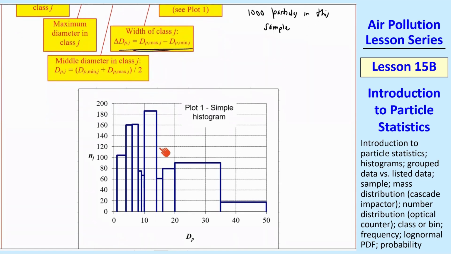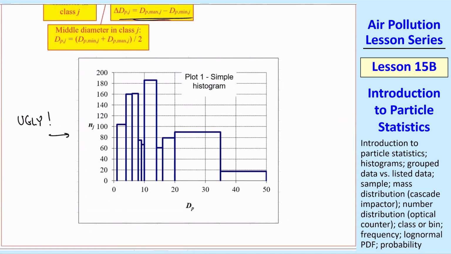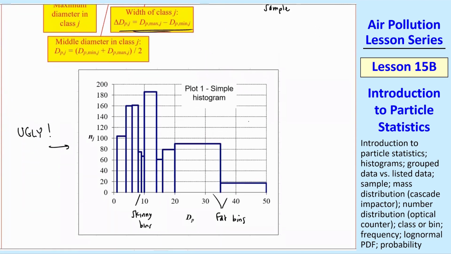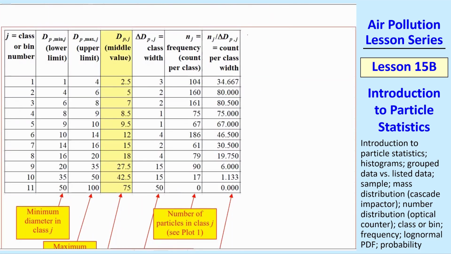If we plot a simple histogram of each of these bins, we get something very ugly. It's really hard to interpret what's going on here. We have some very skinny bins and we have some very fat bins. And so you expect the number of particles in a skinny bin to be small compared to the number of particles in a fat bin. But it's sort of arbitrary how we choose these bins and the ranges of these particles. This plot would change dramatically if we chose different bin ranges. So let's try to correct this. Here I added another column, which is the count per class width, nj divided by delta dpj.